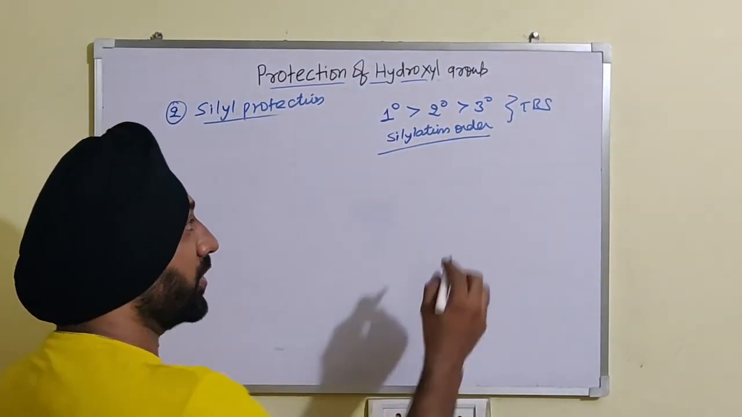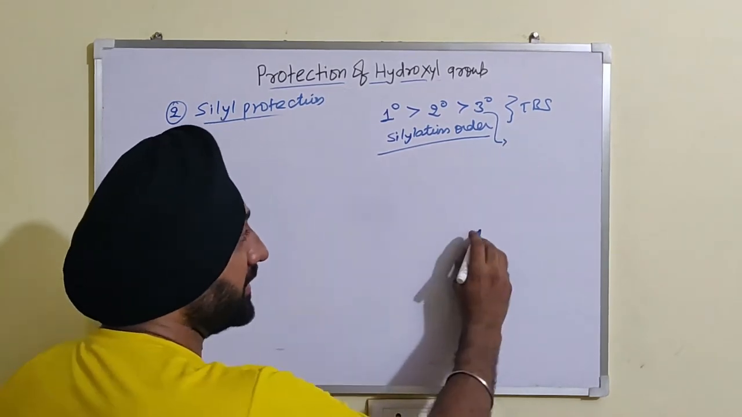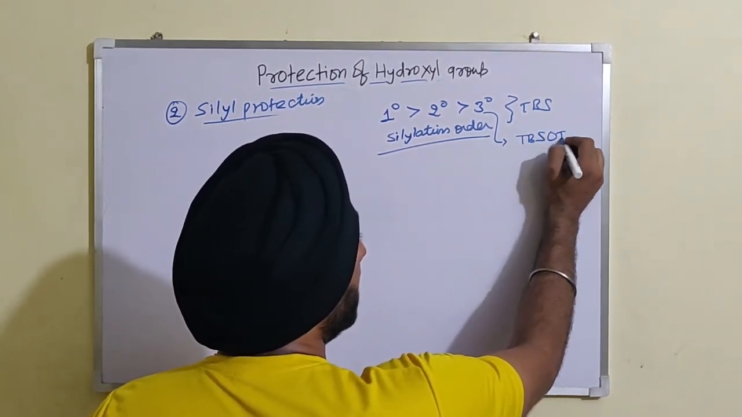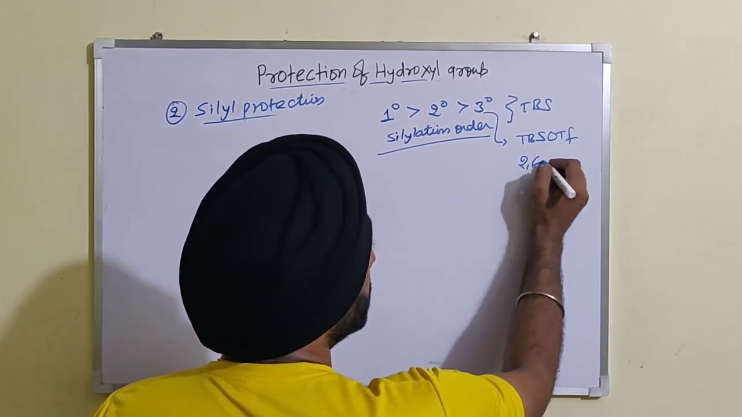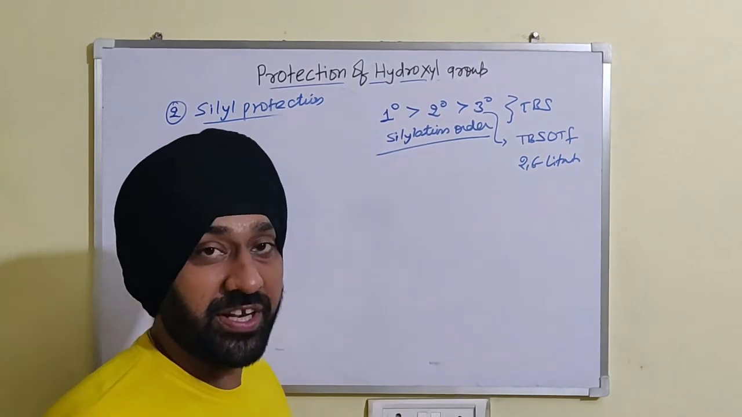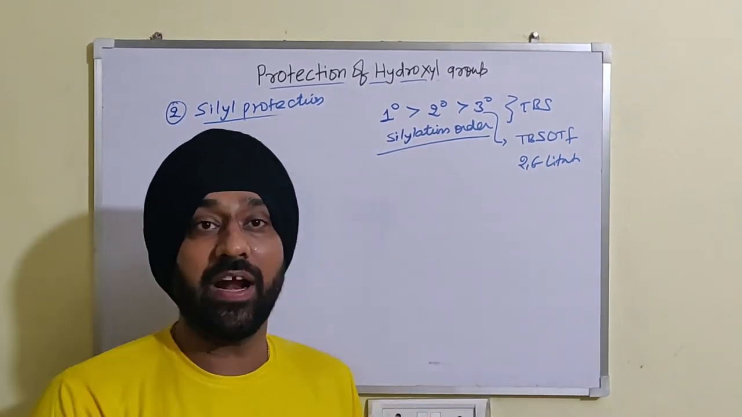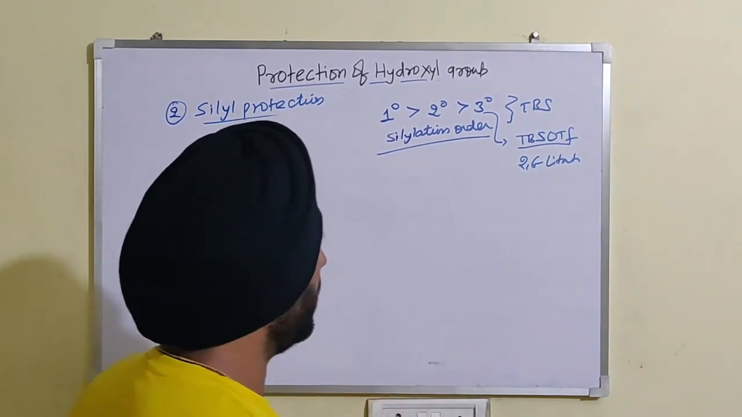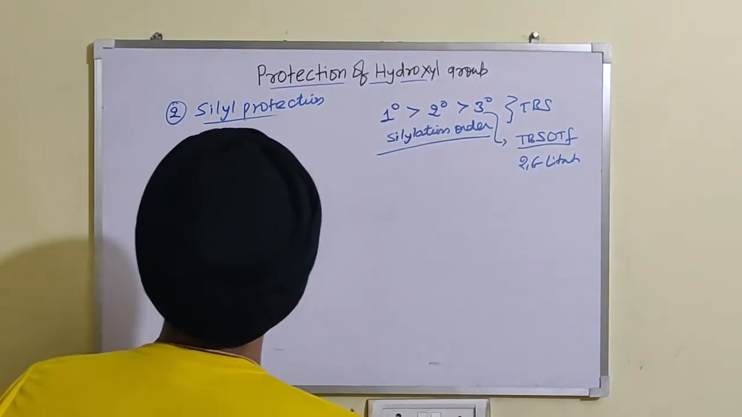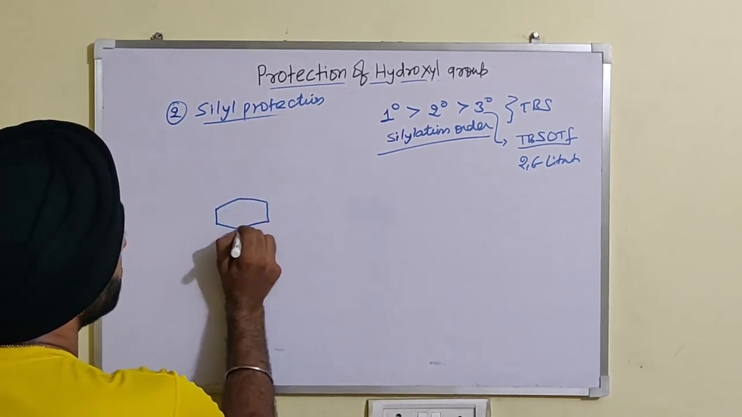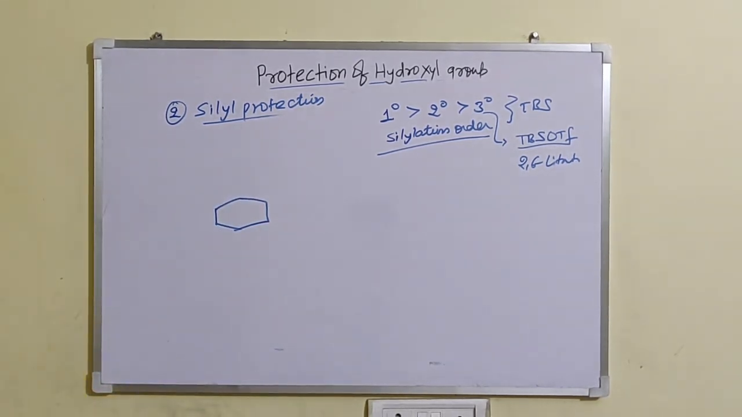And suppose you want to carry out the protection of a tertiary alcohol, then at times you may also see the use of reagents like TBS triflate with 2,6-lutidine. Since this is tertiary in nature, what you need is a more reactive reagent. So TBS triflate is far more reactive. That's the only thing that is important over here. Let us take one more example. Here, what do we have?